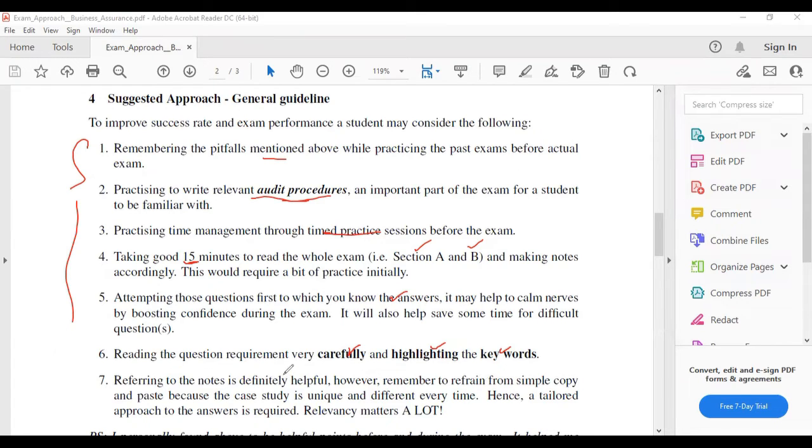Then referring to notes is definitely helpful, but do not copy paste. As I said, every case study is unique and different every time. So you cannot just copy paste from your past exams. You need a tailored approach. You need to tailor your answers according to what the case study is talking about. Relevancy matters in this case, very much. So you need to understand what material is relevant from your open book notes for the case study that you have in the exam, right? So that's very important.